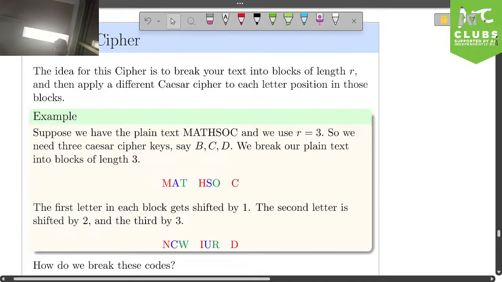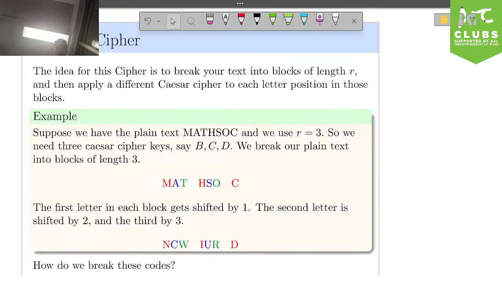Here's the final type of cipher I want to talk about. It's a French word, but I'm going to use it because I think it sounds cool. It's called the Vigenère cipher. What we do is we again break our message into blocks of length r, so maybe this time r is equal to 3, and then we apply a Caesar cipher to every single element of that block.